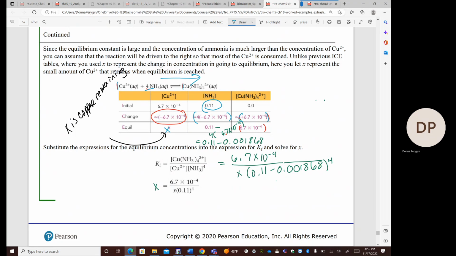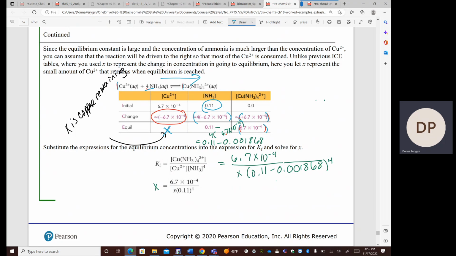And then we gain 6.7 times 10 to the minus 4th of our complex. So at equilibrium, if we say our copper is equal to X, our ammonia is equal to 0.11 minus what we lost. We lost essentially all of our copper, and we lost 4 times that amount of ammonia. So 4 times 6.7 times 10 to the minus 4th. And then we gain that amount of our complex. So for every mole of the copper that we lose, we gain that amount of complex because it's a 1-to-1 ratio. So we're gaining 6.7 times 10 to the minus 4th.